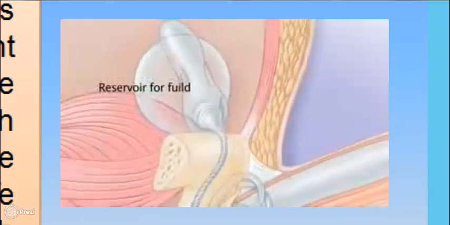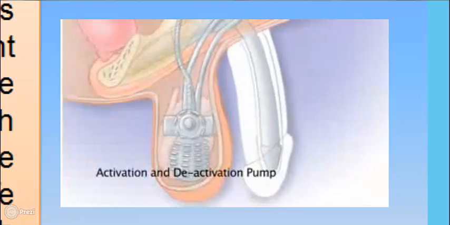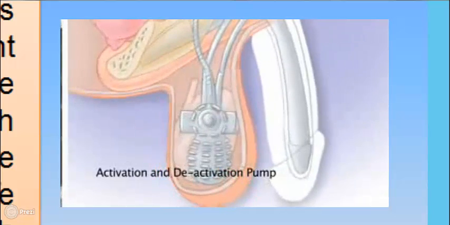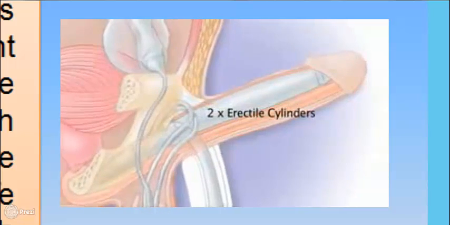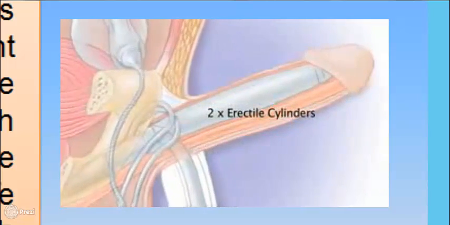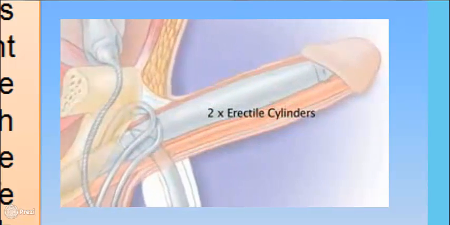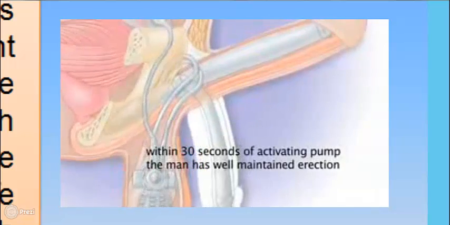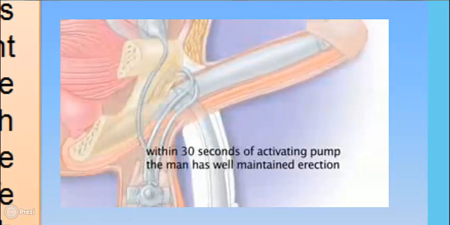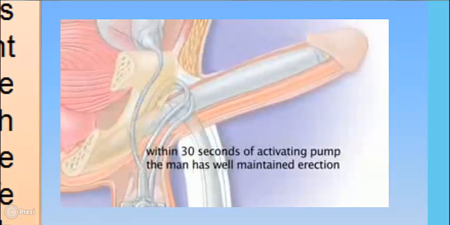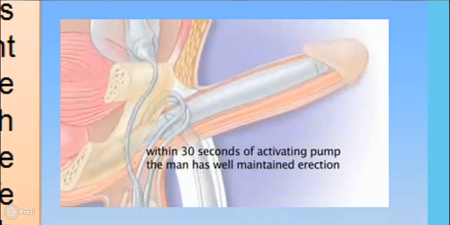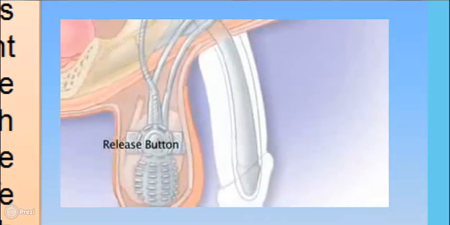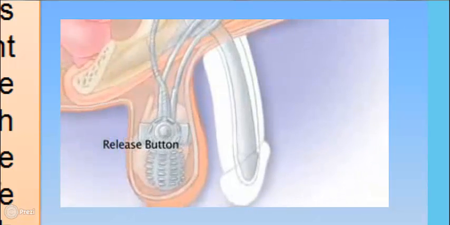It has a reservoir of fluid, it has a little activation and deactivation pump that is just under the skin of the scrotum, and it has two erectile cylinders that are placed deeply within the penis. When the man wants to make love to his partner, he feels for the little pump in the scrotum. Within 30 seconds he has a well-maintained erection. When they've finished making love, he pushes a little button and the penis once again becomes flaccid.